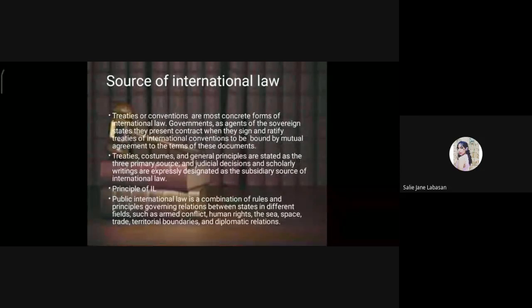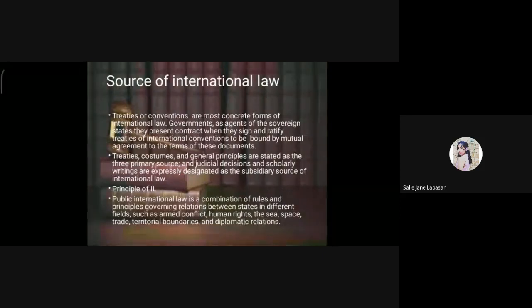Source of international law. Treaties or conventions are the most concrete form of international law. Governments, as agents of sovereign states, present a contract when they sign and ratify treaties or international conventions, to be bound by mutual agreement to the terms of the document.